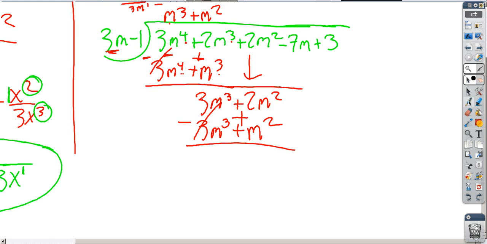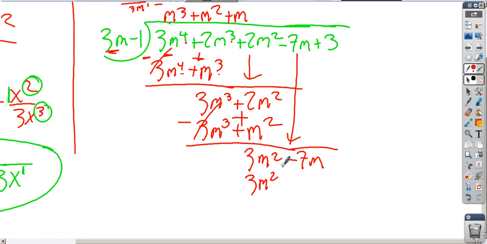2 minus negative is like 2 plus again. Let's move this up so we have a little bit more space. 2m squared plus m squared is 3m squared. Bring down the minus 7m. 3m goes into 3m squared m times. So m times each of those things we're dividing by. M times 3m is m squared. M times the negative 1 is minus m. Subtract those again, so those cancel.